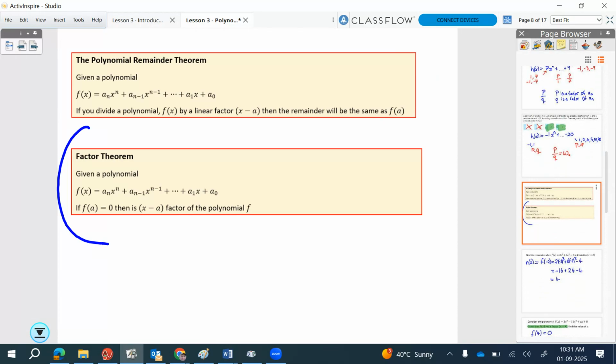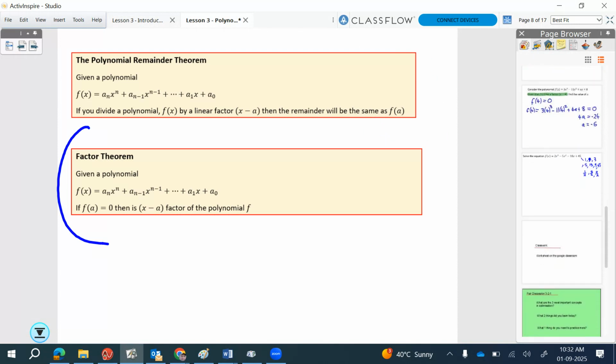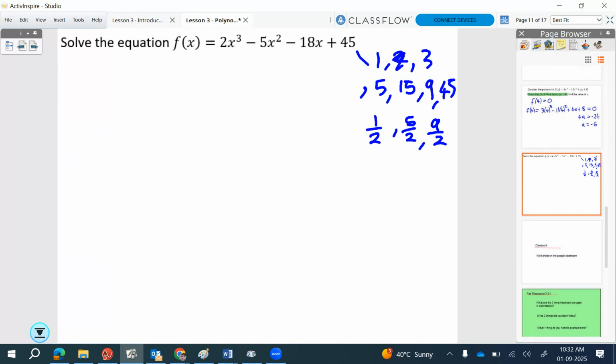Factor theorem says that if f of a is 0, then x minus a is a factor. So we've got a list now of possible factors, and we need to put them into the function until we get a 0. Now, who wants to put 5 over 2 into this? No. And who wants to put 1 into this? No. We're going to start with 1, aren't we? Because it's the easiest one.